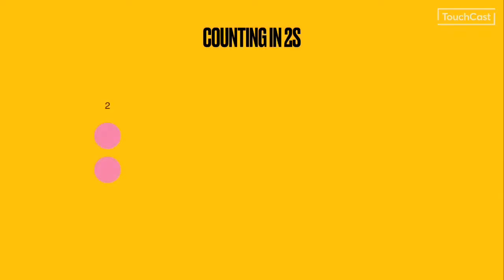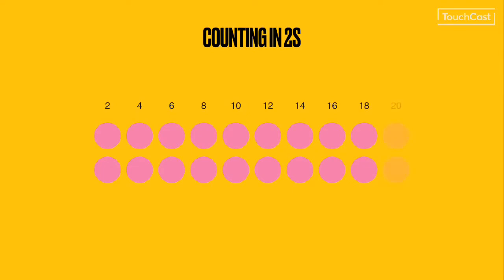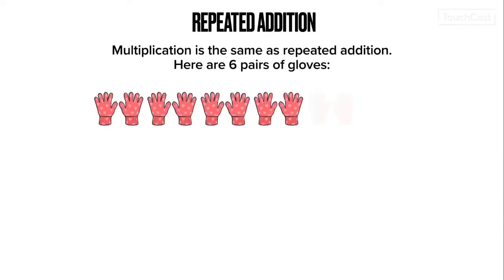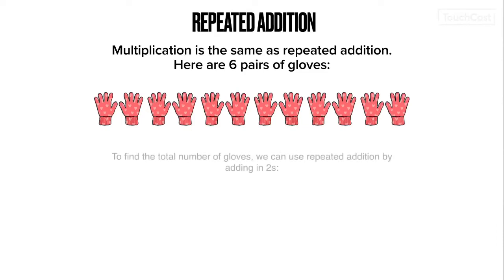If you have 7 times 2, that means 14 shoes. Let's count in twos. 2, 4, 6, 8, 10, 12, 14, 16, 18, and 20. They all come in twos. And this is kind of a repeated addition. A multiplication is the same as a repeated addition.